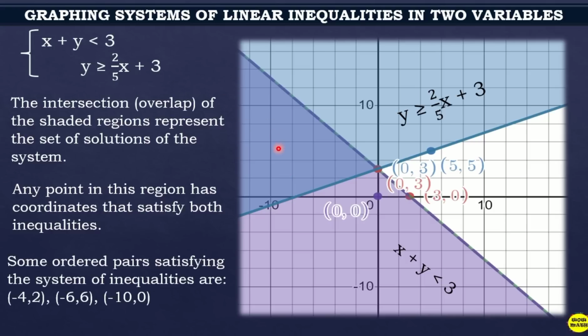Sige nga, magbigay tayo. Some of the ordered pairs satisfying the system of inequalities are negative 4, 2. So, tingnan natin. Ayun, nasa loob siya nung shaded, darker shade. So, ibig sabihin, solution siya. And then, negative 6, 6. Tingnan natin. Ayun. And also, negative 10, 0. So, since nasa loob pa rin naman siya nung darker shade, solution siya nitong system. Okay? So, kahit ano dyan, pwede. Hindi lang po itong tatlo.